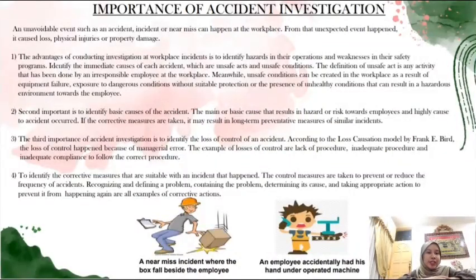My name is Batrisyia Izzati binti Muhamad Nashrun, and I will explain about the importance of accident investigation. First of all, we need to know what an accident is. An accident is an unexpected event that happens at the workplace, such as an accident, incident, and near miss. From that event, it can cause loss, physical injuries or property damage towards the employee and also the employer.